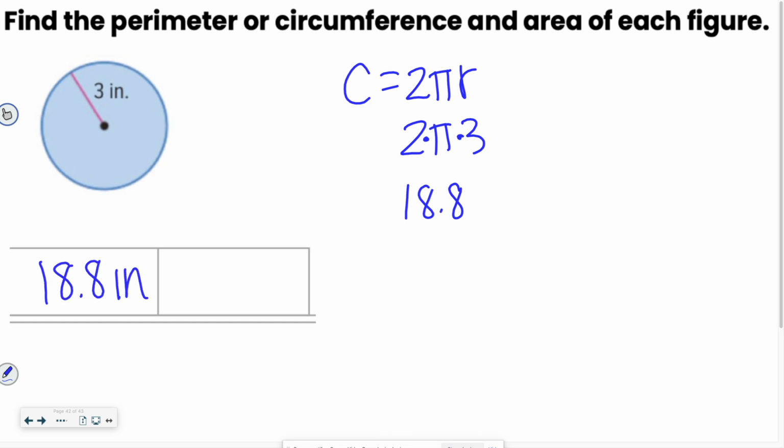Just inches. And what's your formula for the area of a circle? Pi r squared. Yep, pi r squared. Plug in 3. Again, pi times 3 squared. Crunch it out. You should be getting 28.27. Let me know.